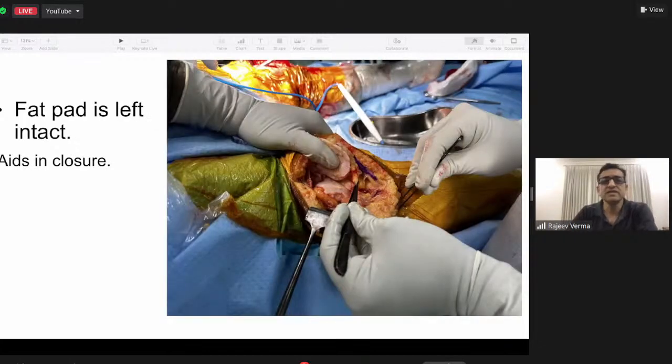So I'm just showing that because once you have got a severe valgoid knee, then we have to keep the fat pad, infrapatellar as well as on the lateral side, which helps in closure. In this case, it wasn't that difficult, but I have seen during my registrar years that sometimes we cannot close it without the help of the fat.